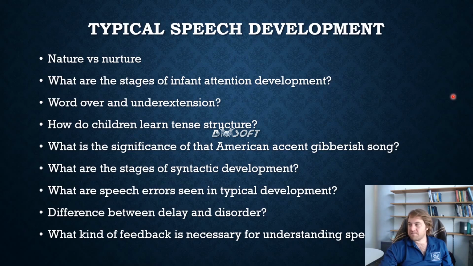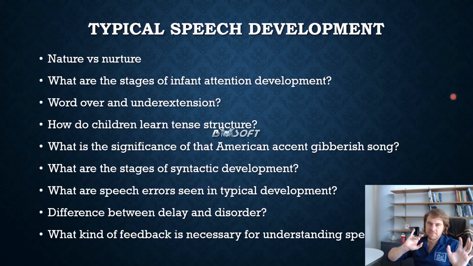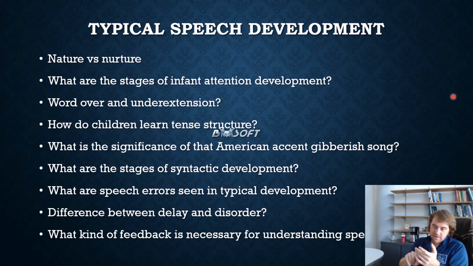Okay. The stages of attention development, we talked about. This is kind of like, where do infants want to look? Up to 6 months, they're going to be mostly focused on the face of the caregiver. So mom, dad, grandparents, siblings, whoever's directly in front of them, that's where their attention is focused.